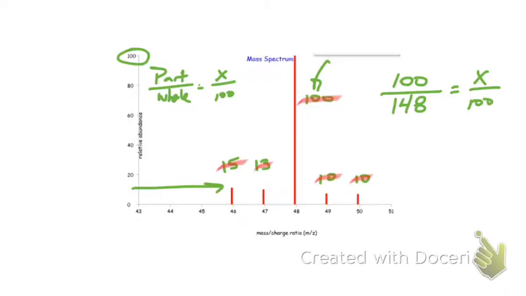So 100 times 100 divided by 148, I get a percentage of 67.5676. All right, and I'm going to go calculate the remaining isotopes.